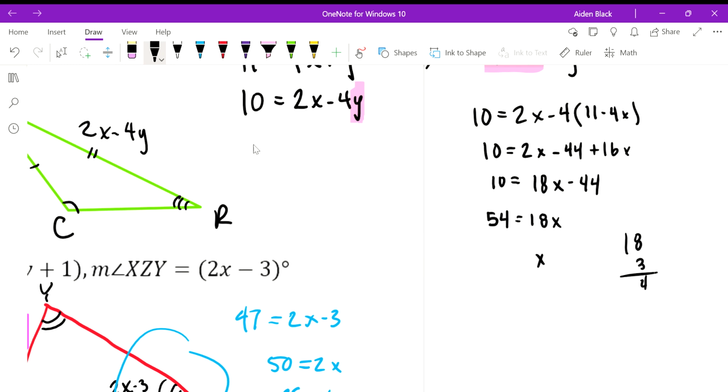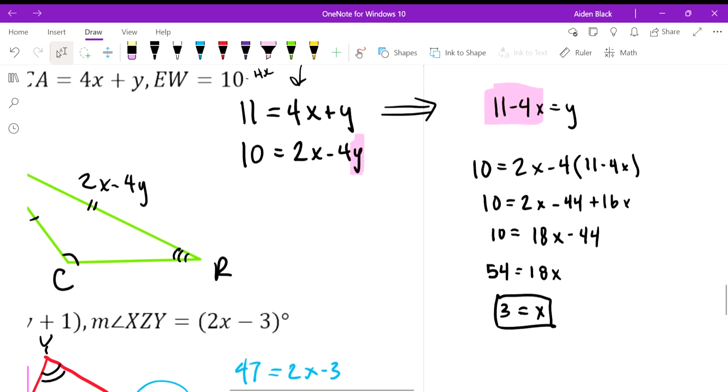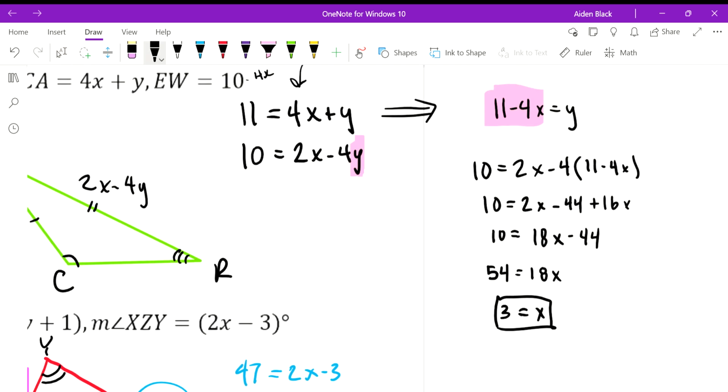Yeah, 24. Okay, yeah. Good. X equals 3. Good. Now that I have the value of x, I can plug this into either of these original equations, either right here or right here, and I can find the value of y.